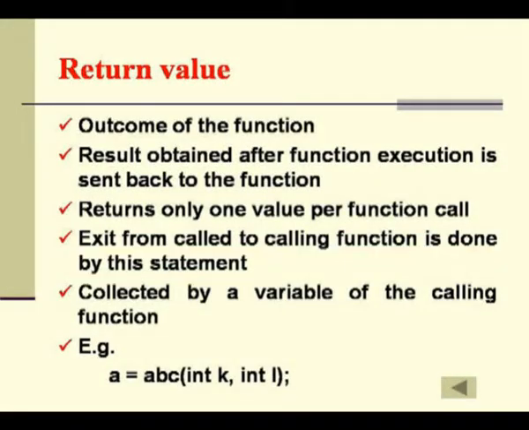Exit from the called to the calling function is done by this statement. Like we have seen what is a function call. It normally occurs in the main function. So, you are calling a certain function and that function gets executed. How does the control get back to the calling function? So, there has to be some point at which the compiler understands that okay, now the function which is called is executed, now I have to get back to the executing program or to the controlled program.